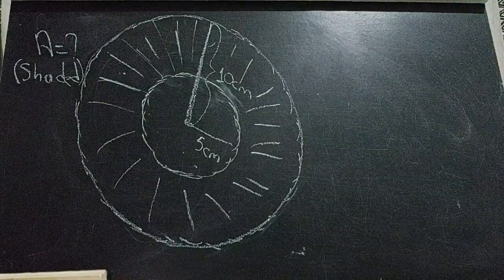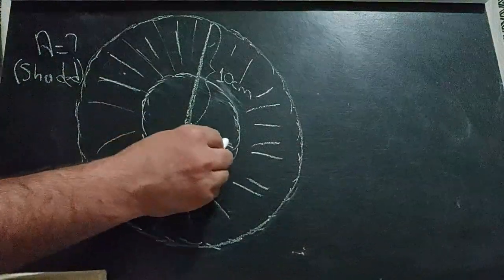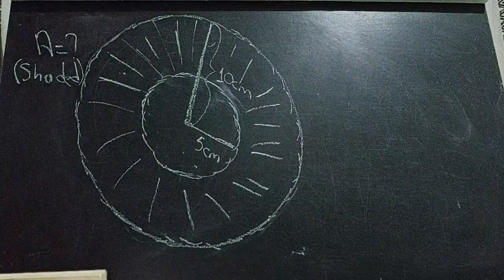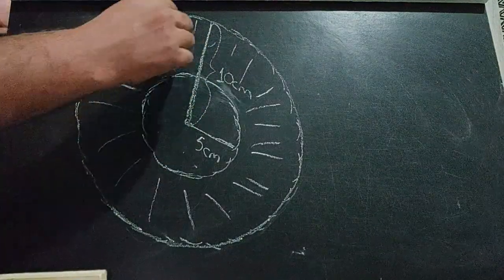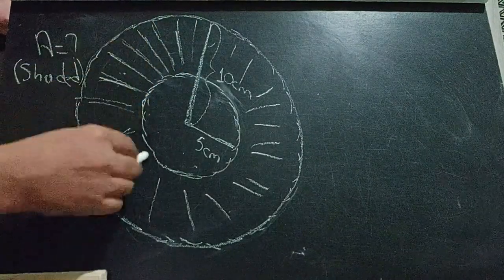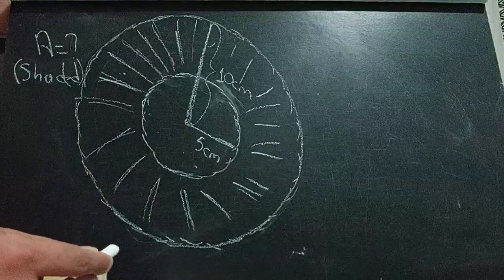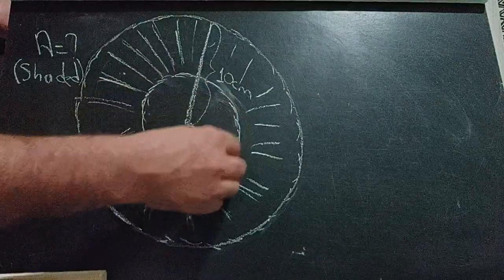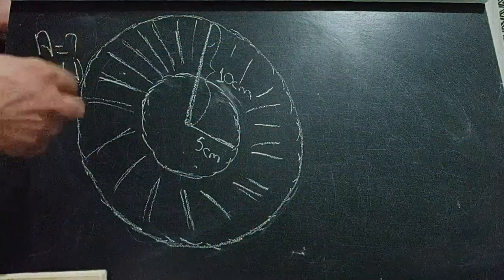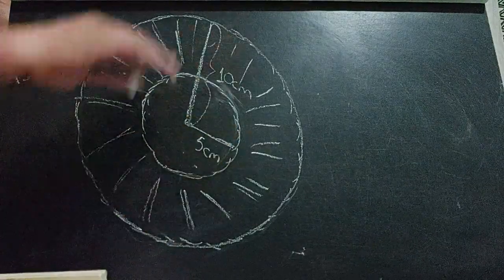Alright, now in this question I have two circles. One of them has 5 centimeter radius and the other one 10 centimeter. So the question is asking what is the area of the shaded region. What you do is calculate the area of this circle and this big circle separately. Then you are going to subtract the small one from the big one.